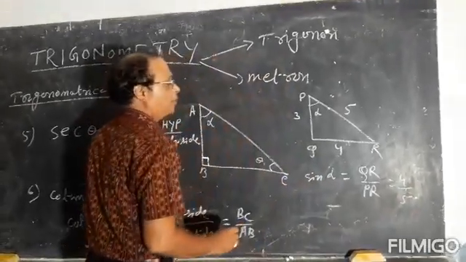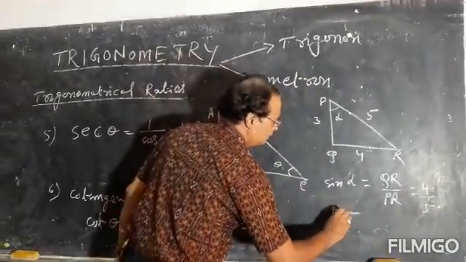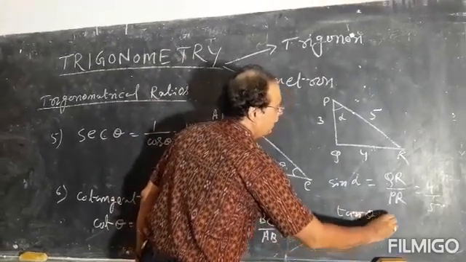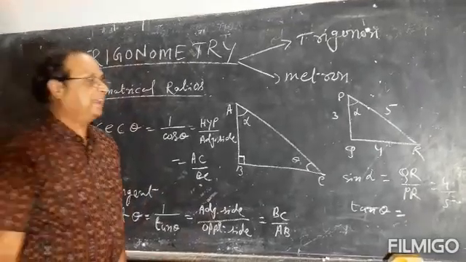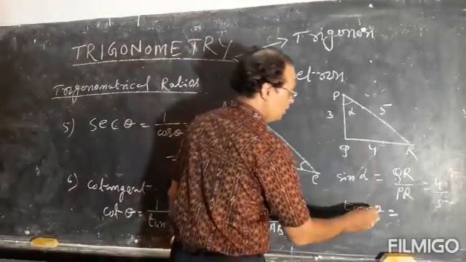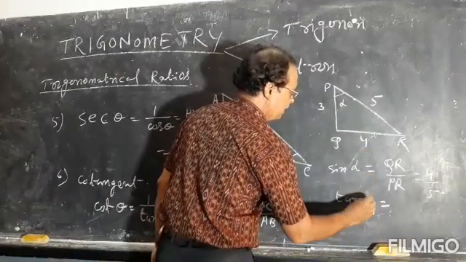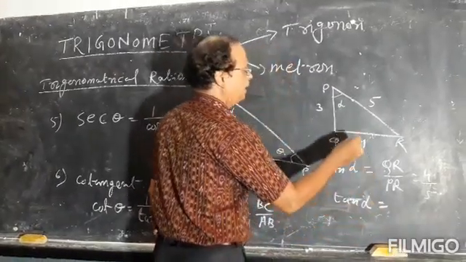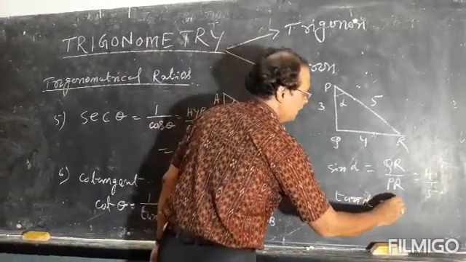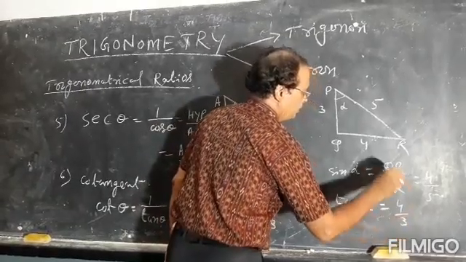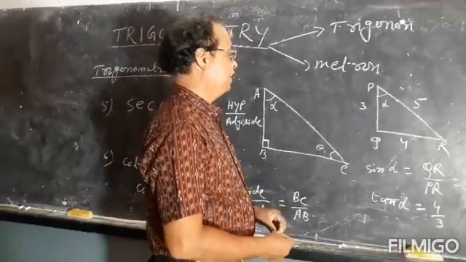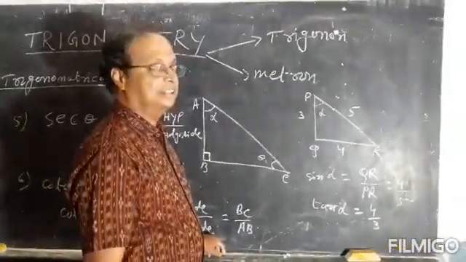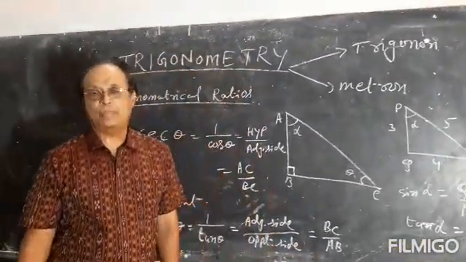If you want tan alpha, what is tan theta? Opposite side by adjacent side. Alpha is given here, so we find tan alpha as opposite side by adjacent side. It is 4 by 3. And so on. With this you can find all the trigonometric ratios, whatever you ask. Clear children? Yes. Thank you.